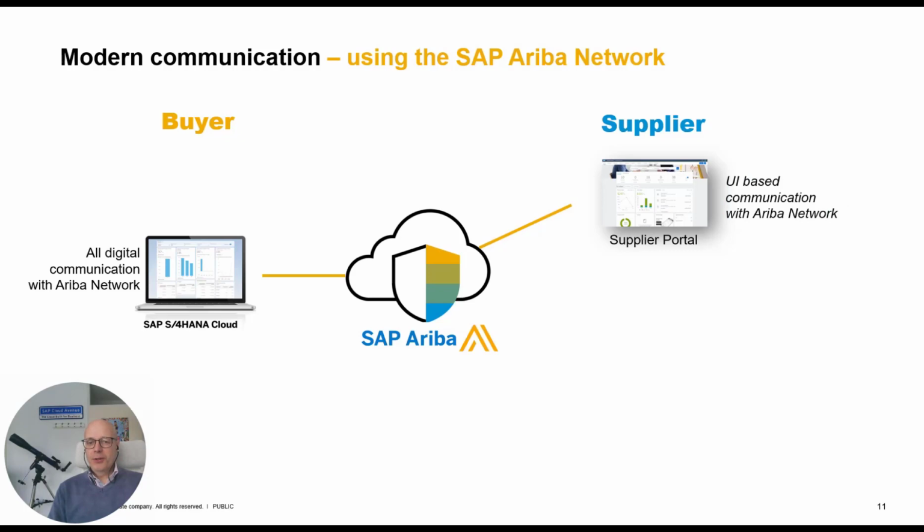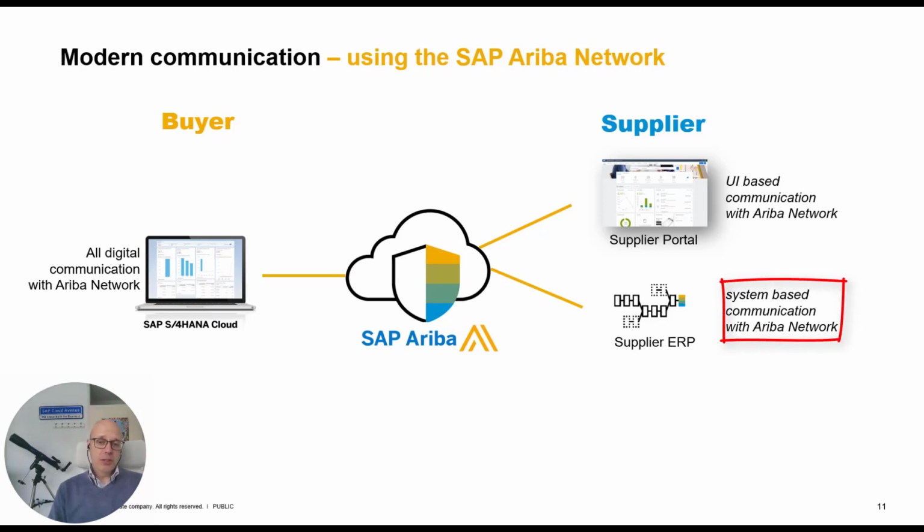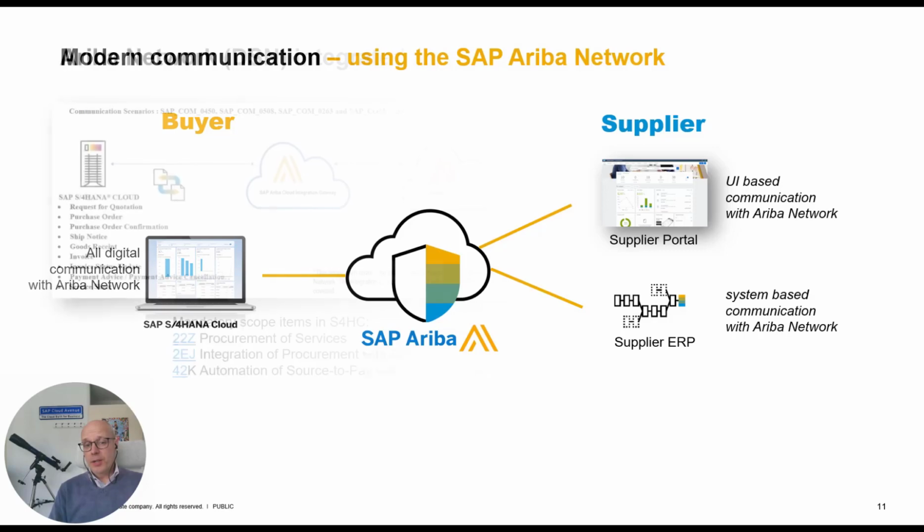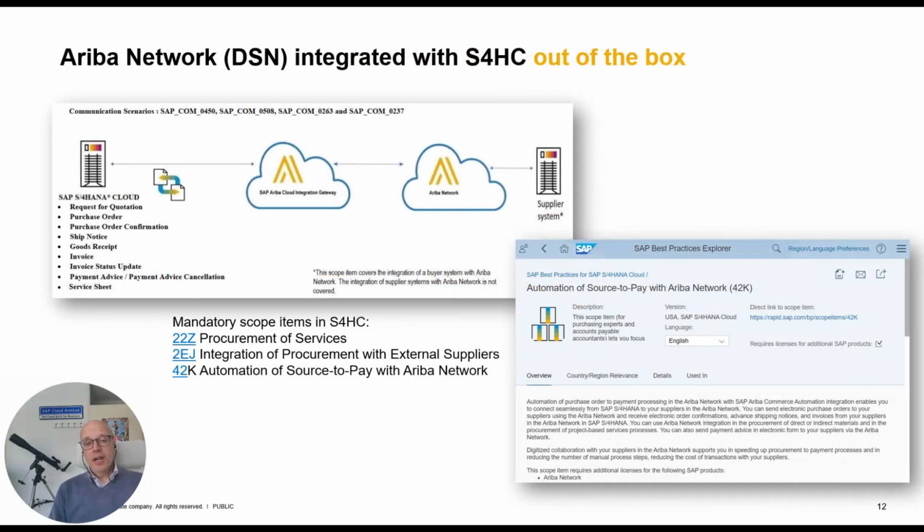Of course, it is possible to have the supplier's ERP system be connected to the Ariba network as well. And then we talk about an all digital system-to-system based communication through the network. To create the setup of S/4HANA Cloud being connected to the Ariba network, S/4HANA Cloud has a set of scope items which enable this architecture and which enable the setup of the overall solution.